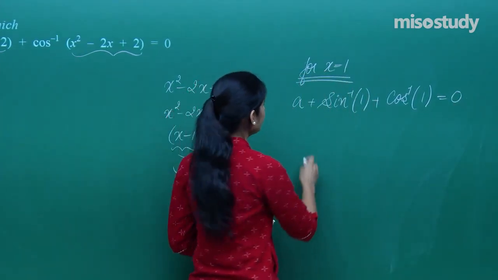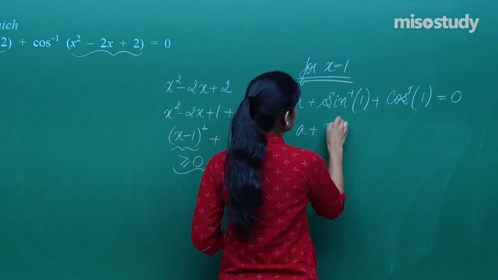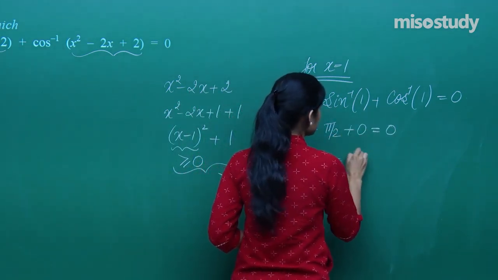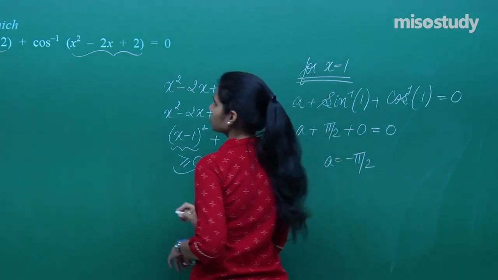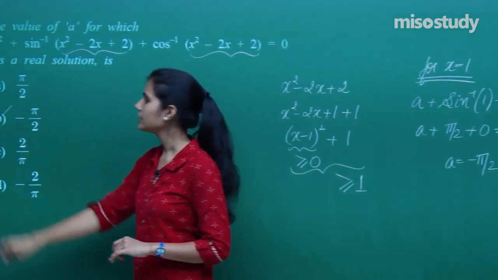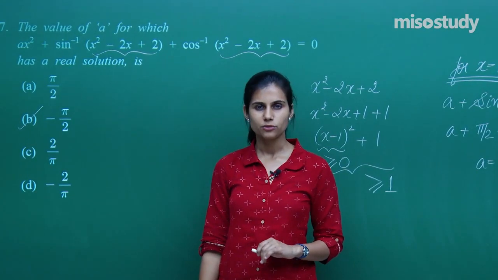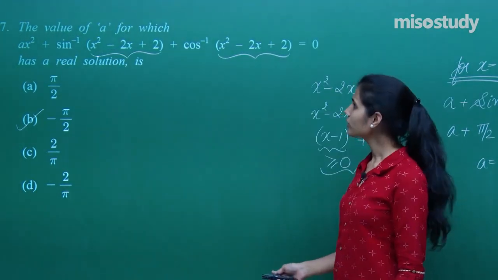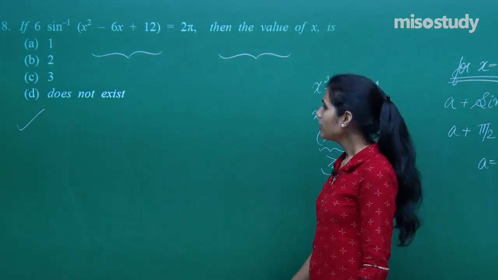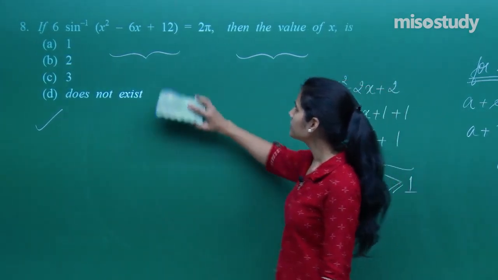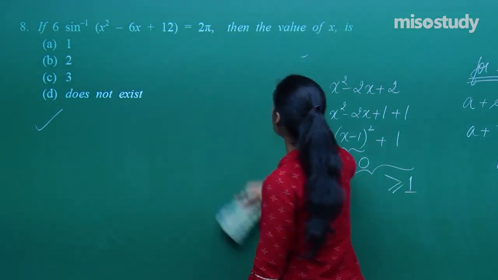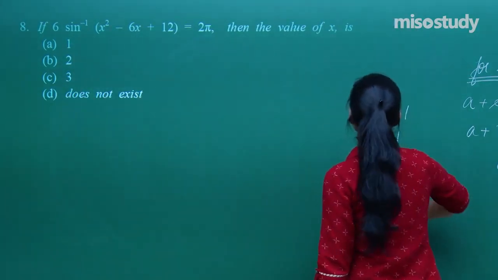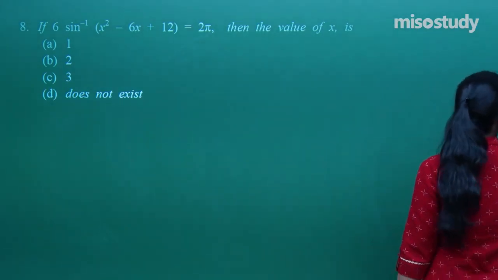What is the value of a? This is a plus pi by 2 plus 0 is 0. A is minus pi by 2. So basically your answer is a is minus pi by 2. Clear? That's how conceptually also many a times questions are dealt with. So let's look at the next question. We have if 6 sine inverse of x square minus 6x plus 12 is 2 pi, then the value of x should be what? Let's see.